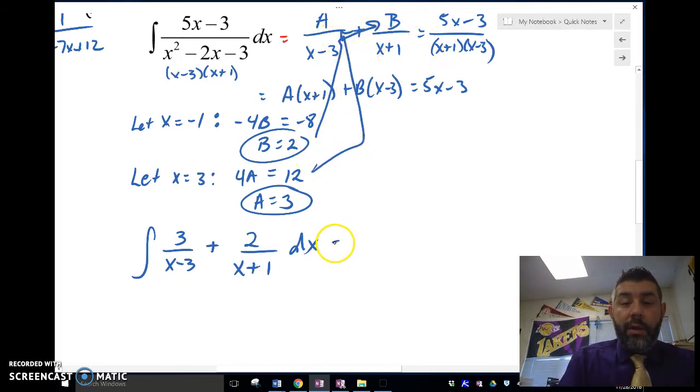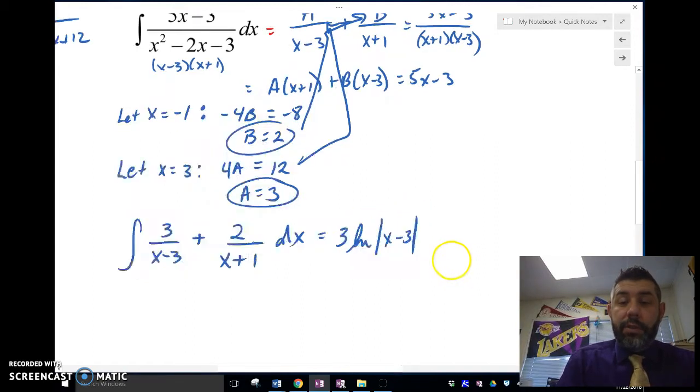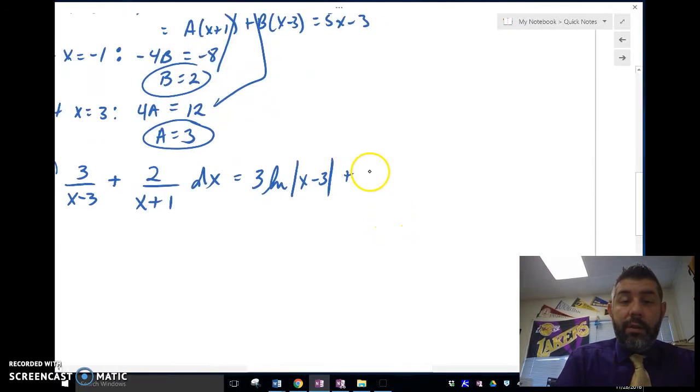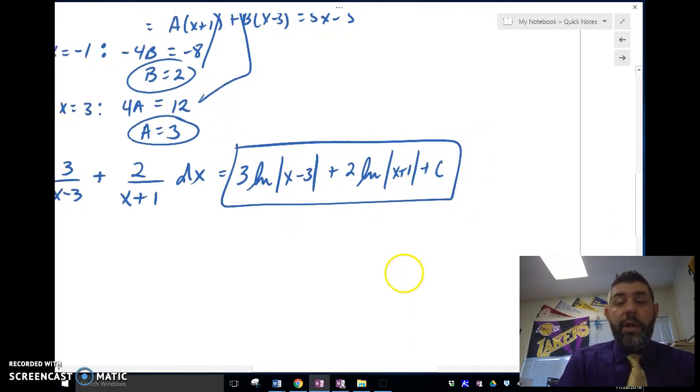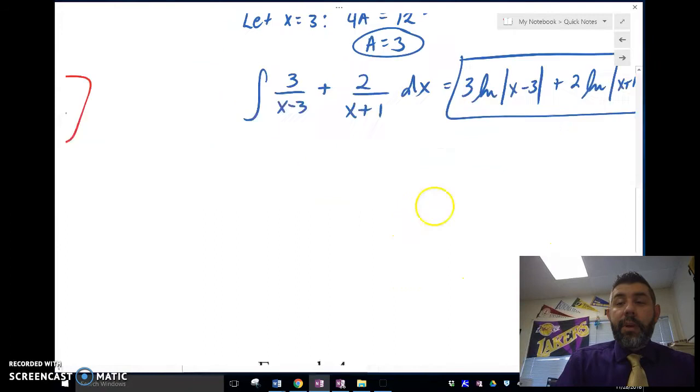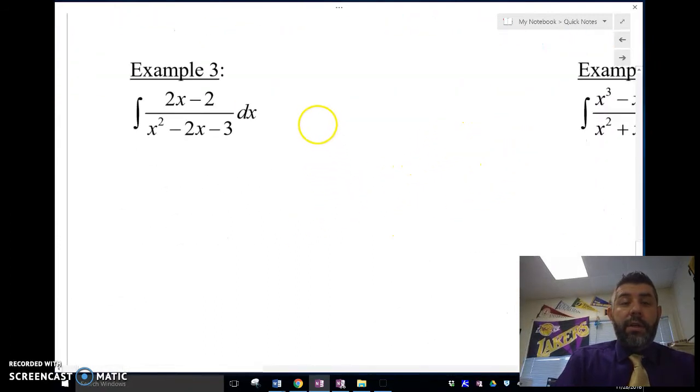Okay. All right, so what's that going to be equal to? Well, this is 3 ln of absolute value of x minus 3 plus 2 ln absolute value of x plus 1 plus c. All right, and there is our answer. All right, integration by partial fractions.